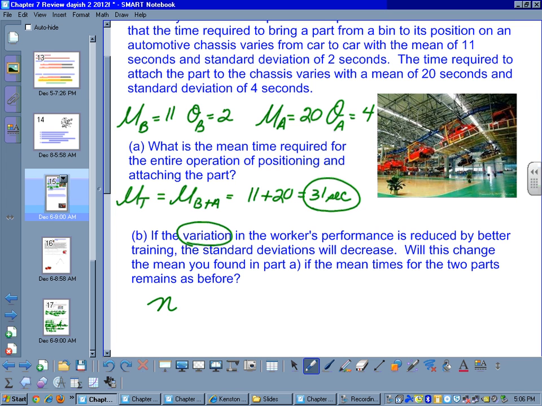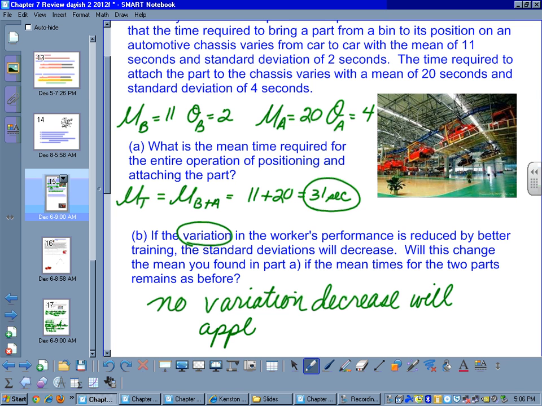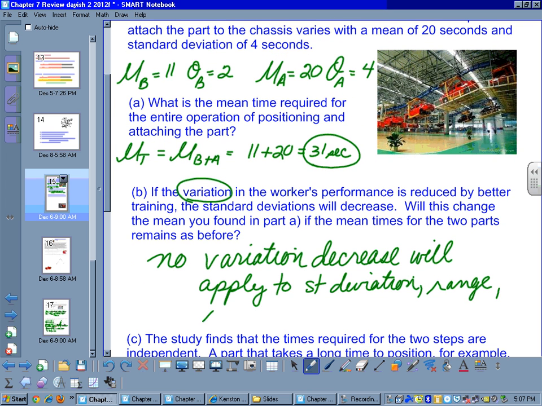So the answer is no. A variation decrease will apply to the standard deviation, the range, if we were interested in that, and finally it would decrease, as it said, the variance.